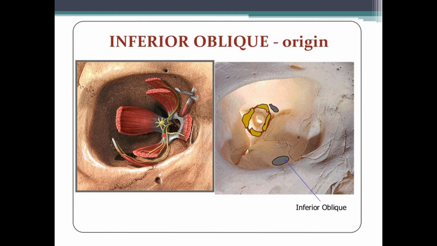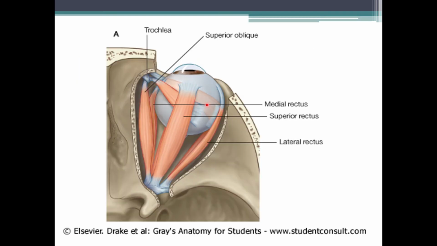This is another figure showing the superior rectus muscle, the lateral rectus, the medial rectus, the inferior rectus, and over here you can see the origin of the inferior oblique muscle, which lies at the anterior margin of the orbit. Now this is the levator palpebrae superioris, and this is the superior oblique muscle. So now there are certain points for the insertion of these muscles.